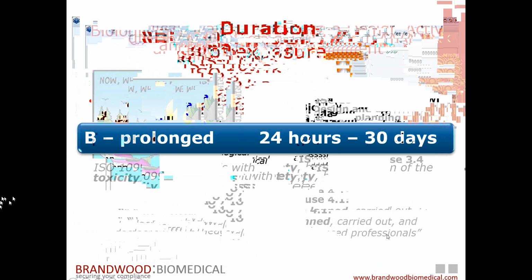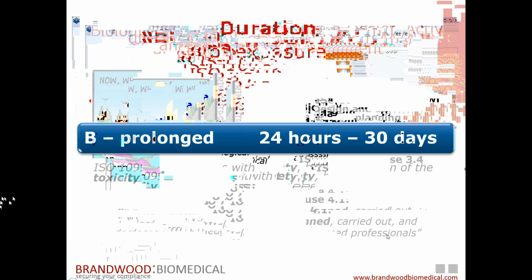So let's look at how the standard deals with those 3 things. Firstly, duration. Part 1 of the 10993 sets 3 bands, if you like, of exposure times. Band A, limited duration, is less than 24 hours. Band B, prolonged, is 24 hours to 30 days. And permanent, Band C, is anything exposed for over 30 days.